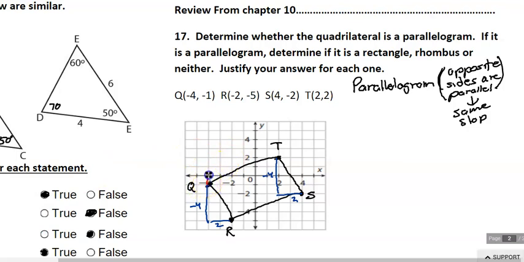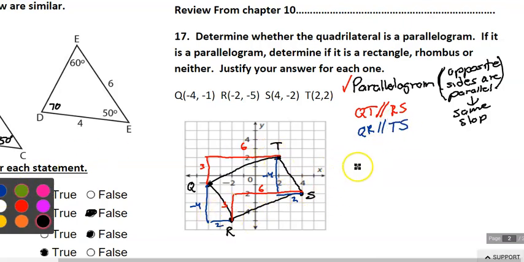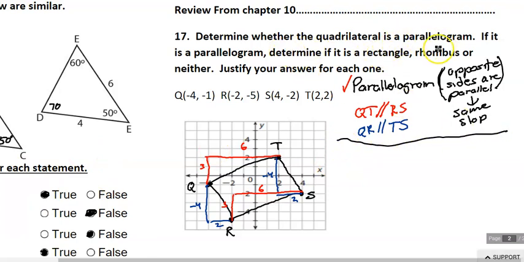So for here, we're going to have up 1, 2, 3 over 1, 2, 3, 4, 5, 6. And then check here, we have up 3 over 6. So yes, it does look like it's a parallelogram because both pairs of opposite sides have the same slope. And just to write that out, we can have QT is parallel to RS, and my blue sides were QR is parallel to TS.